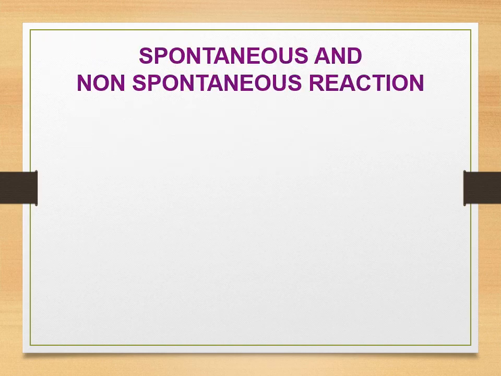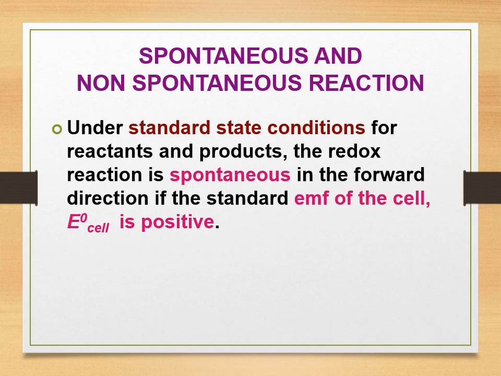Let's look at spontaneous and non-spontaneous reaction now. Galvanic cell will function when spontaneous reaction occur. For non-spontaneous reaction, galvanic cell will not exist because the reaction does not happen. So under standard state condition for reactant and products, the redox reaction is spontaneous in the forward direction if the standard EMF of the cell is positive. So in order to set up a galvanic cell, we need to predict the E naught cell first. If it's positive, then you can set it up in the lab. But if you calculate, theoretically, it is negative, then your galvanic cell won't work. It will not work. All right.